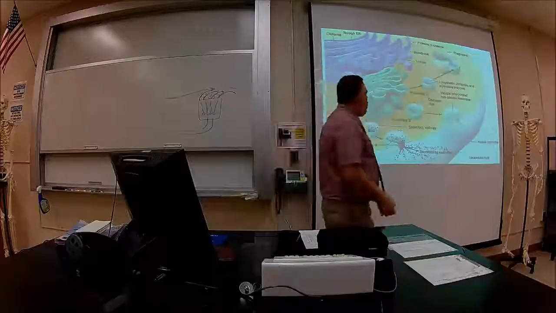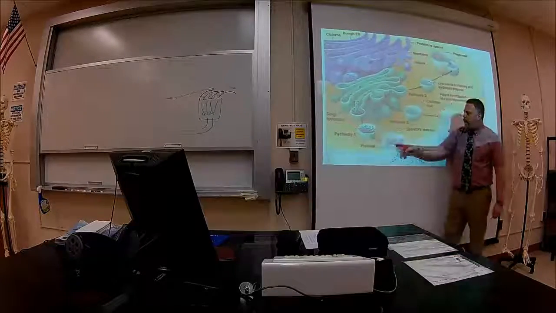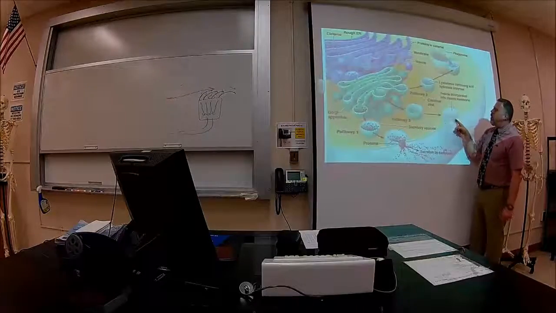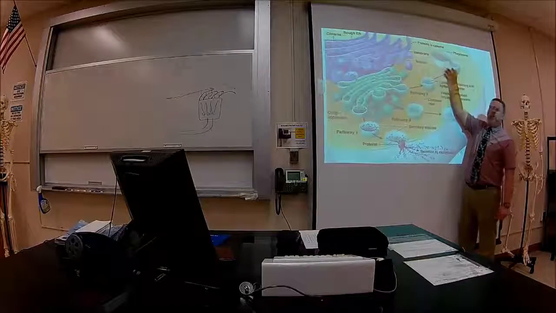So it's kind of showing you here the Golgi apparatus. Here's one pathway that can come out later on. It can go like this, can become part of the membrane itself, or it could become a lysosome that will go in and do whatever the lysosome needs to do.